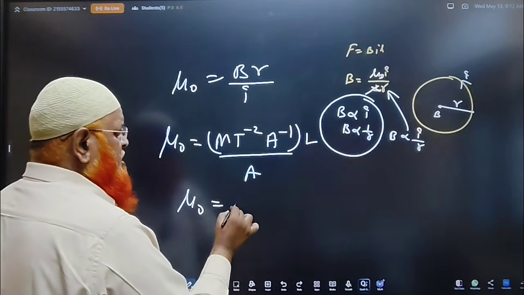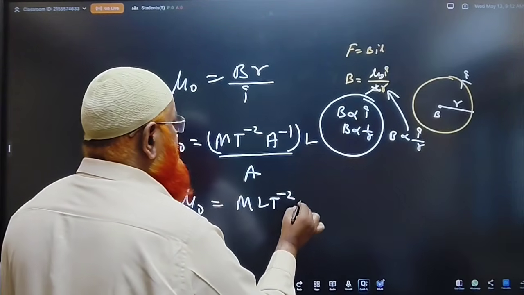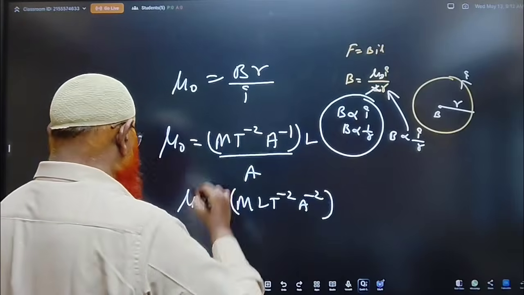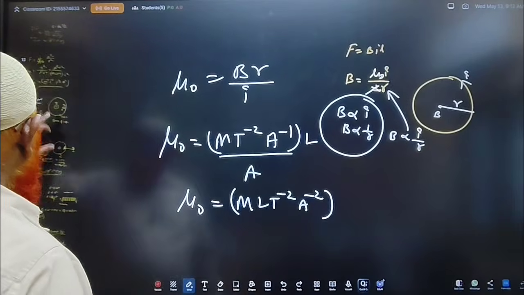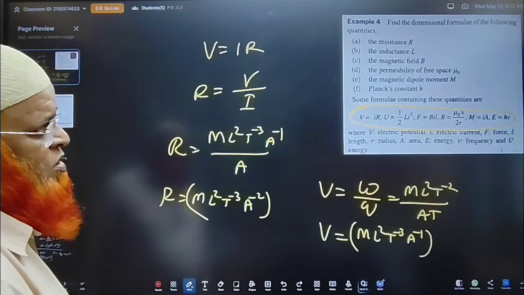సో mu naught కి డైమెన్షనల్ ఫార్ములా ఏమి? M L T power minus 2 A power minus 2, because this A comes to numerator. Okay, so these are the dimensional formulas for the tough physical quantities.